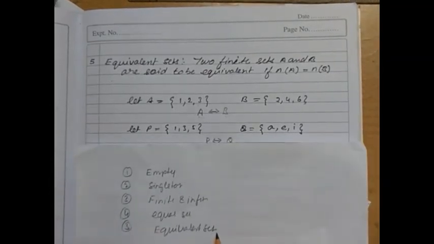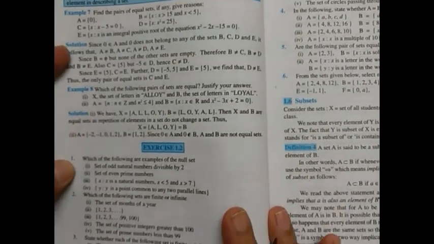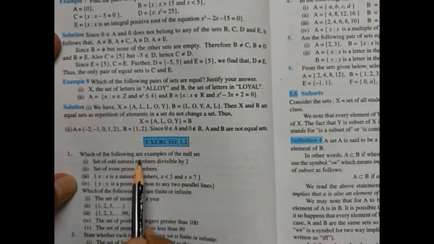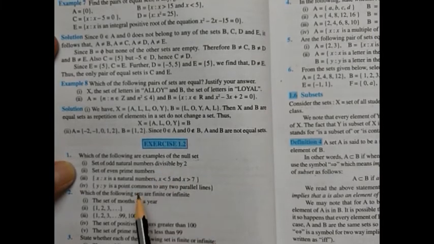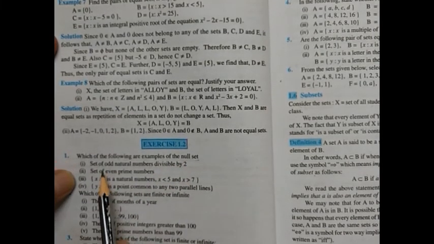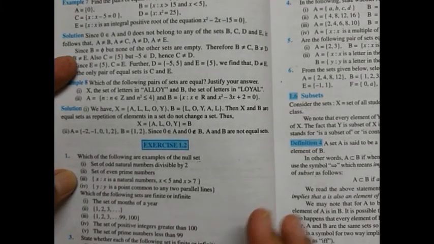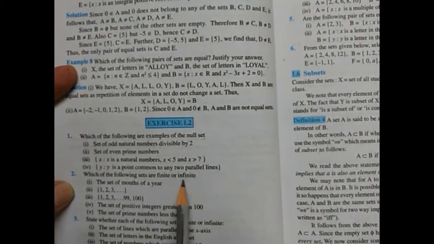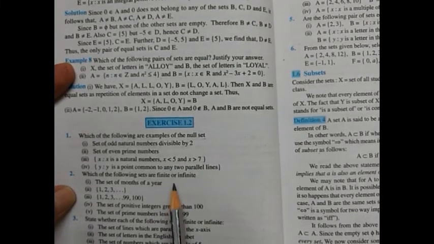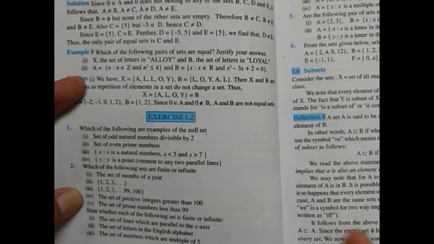Now let's discuss certain questions of exercise 1.2, about which I have explained the concepts here. The first question says which of the following are examples of null set. That means it is talking about the empty set, the first set we have done. So there you will list the elements first, and if the elements cannot be listed, then your set will be your null set. The second says which of the following sets are finite or infinite sets. So here the countable numbers will be your finite and uncountable numbers will be your infinite sets.